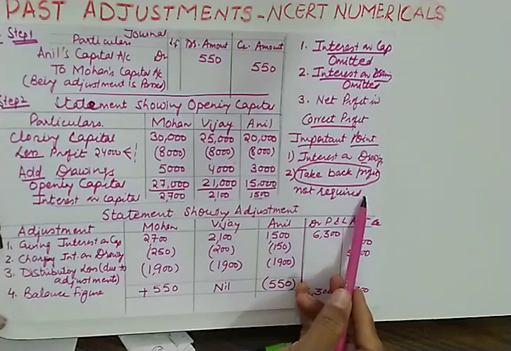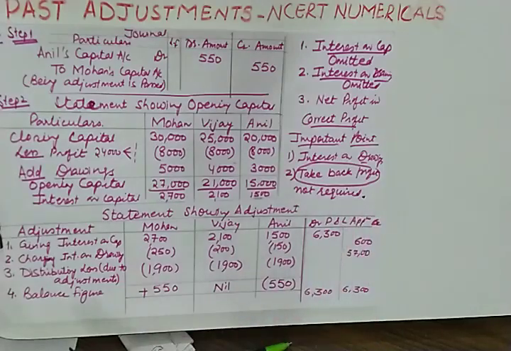So that's all for today. I hope you are practicing more and more numericals of past adjustment from NCERT as well as from T.S. Grewal's book. Now after doing 2-3 more numericals of different types, we will be switching over to the next topic, which is guarantee to a partner. So that's all for today. Have a nice day. Thank you.